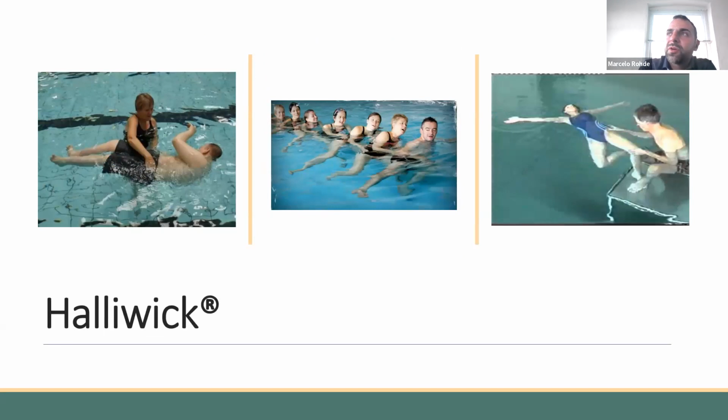Halliwick is an adaptation system to get people into adapted swimming. They developed this whole idea, and they explore it to teach people how to move in water. By doing so, this is incorporated into rehab.